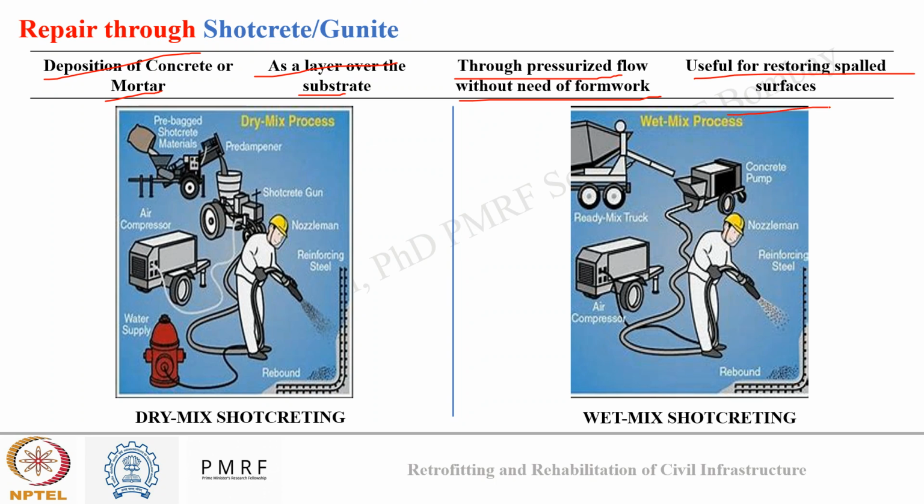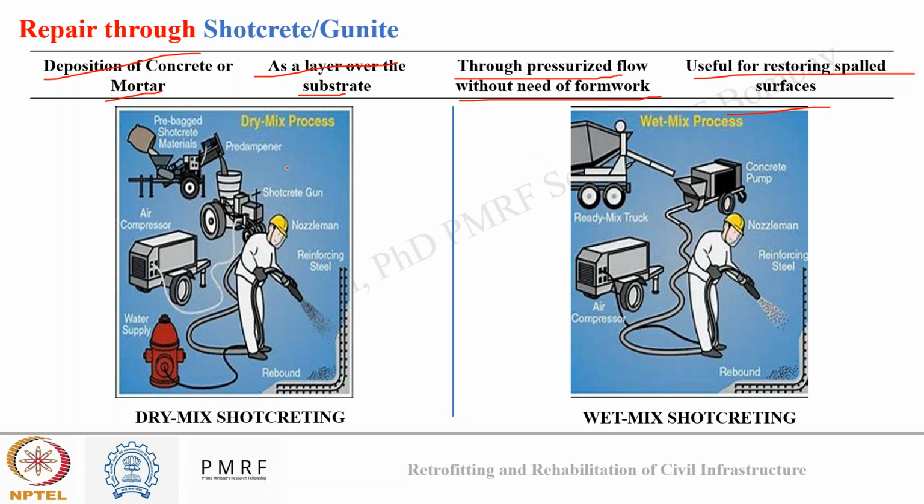Okay, so shotcreting can be done in two ways, either in dry mixing or in wet mixing. So in dry mixing, water is just added before the application of repair material to the concrete surface. And in wet mixing, as the name suggests, water is pre-mixed and then applied. So the images below will clarify these processes in a better way.